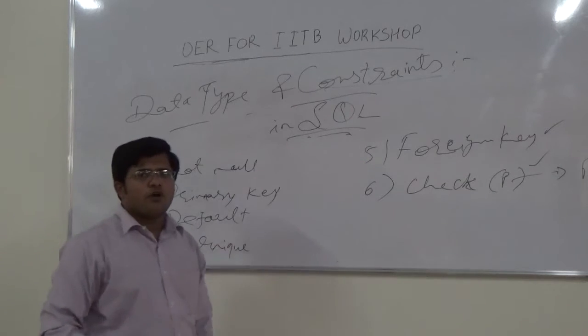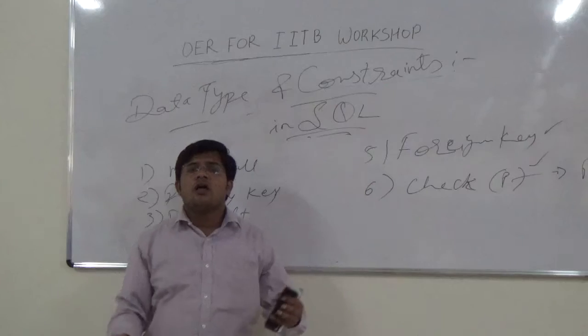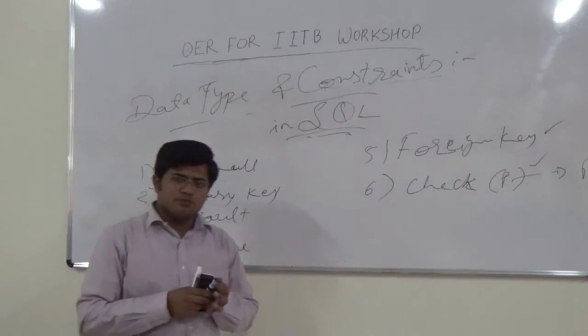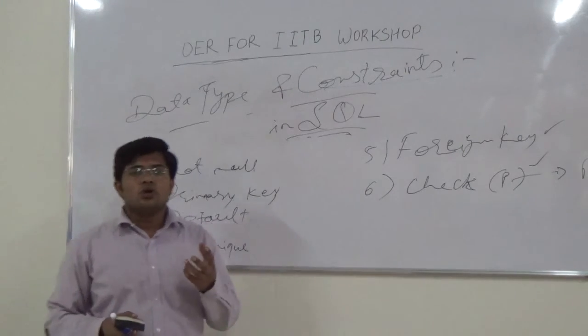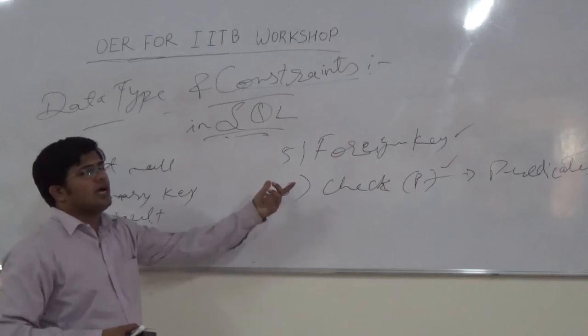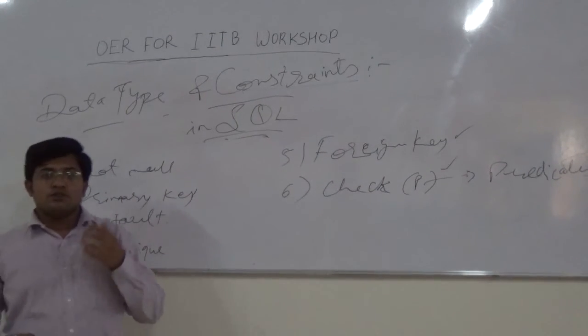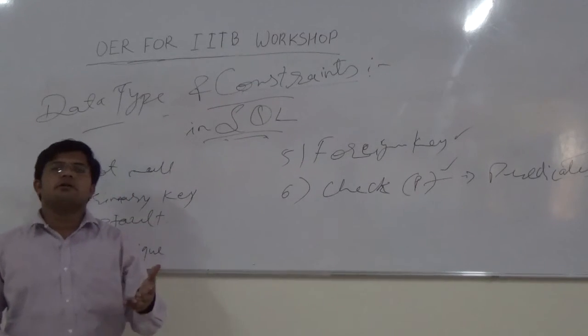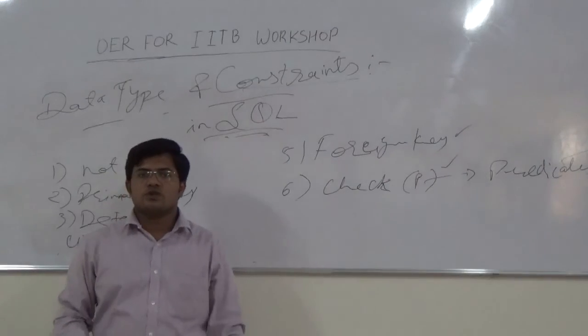When we talk about the foreign key, it is just for referencing one table from another table. Using the foreign key we create a relationship between two different relations. So the relation between relations is created with the help of foreign keys. These are the necessary constraints and data types which are useful for developing SQL queries. Next we are going to cover SQL queries. Thank you.